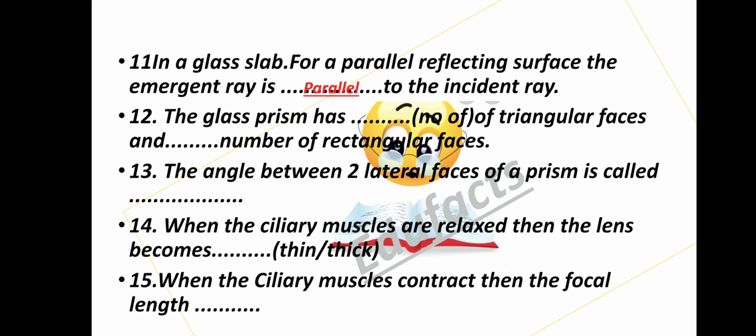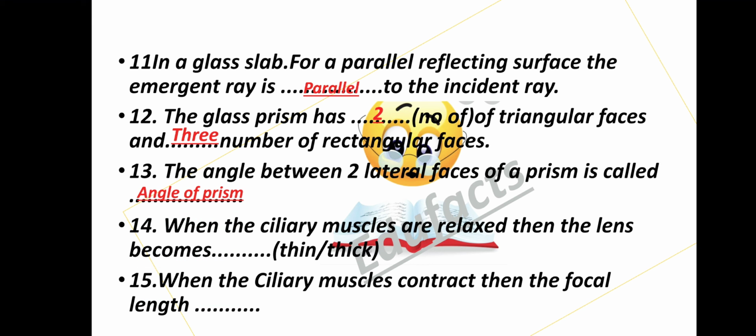Question number 12. The glass prism has dash number of triangular faces and dash number of rectangular faces. There are two triangular faces and three rectangular faces. In three-dimensional shapes, you have already studied geometrical shapes and three-dimensional shapes: what is a glass prism, how many faces, how many edges, and how many vertices are there. Question number 13. The angle between two lateral faces of a prism is called the angle of prism.